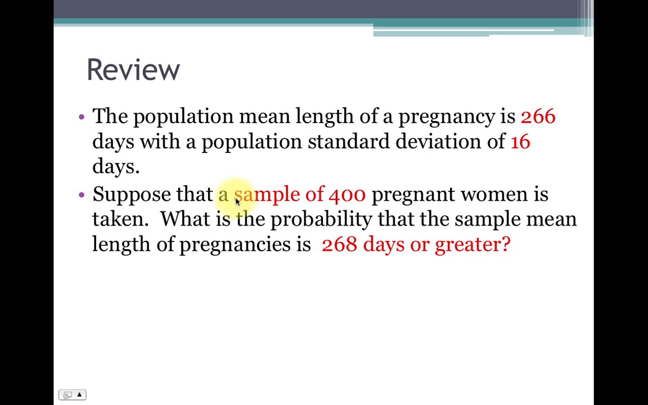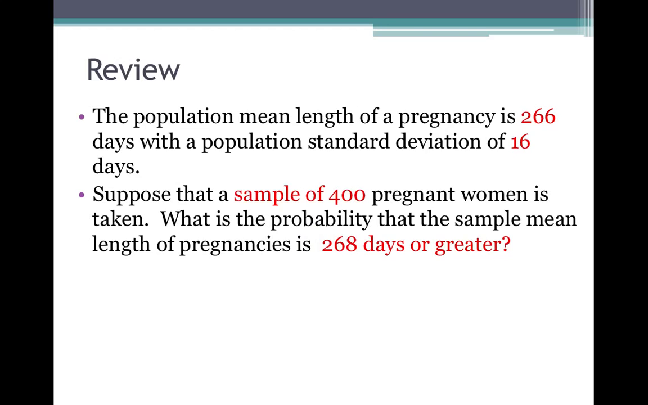Suppose that a sample of 400 pregnant women is taken. What is the probability that the sample mean length of pregnancies is 268 days or greater? So you're trying to find the probability of a sample mean being 268 or more. So when you have a question involving the probability of a sample mean, you can't use the same method that you used in Chapter 7.